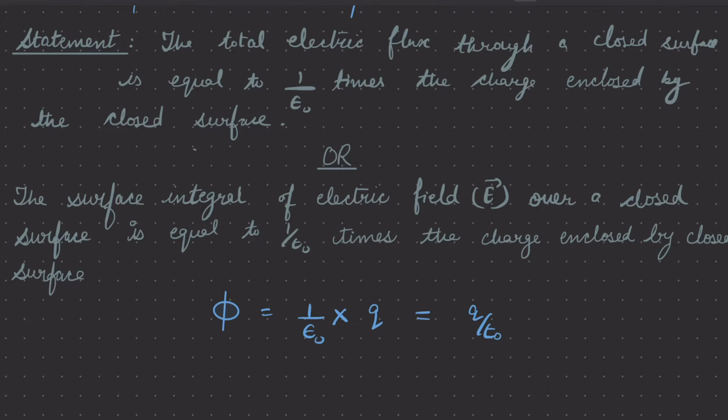We have not proved the Gauss theorem, but as per the statement of the Gauss theorem, the flux coming out of the closed surface is equal to 1 upon epsilon naught times the charge enclosed by the closed surface. And as per the second definition of Gauss theorem, the surface integral of electric field over a closed surface is equal to 1 upon epsilon naught times the charge enclosed by the closed surface.